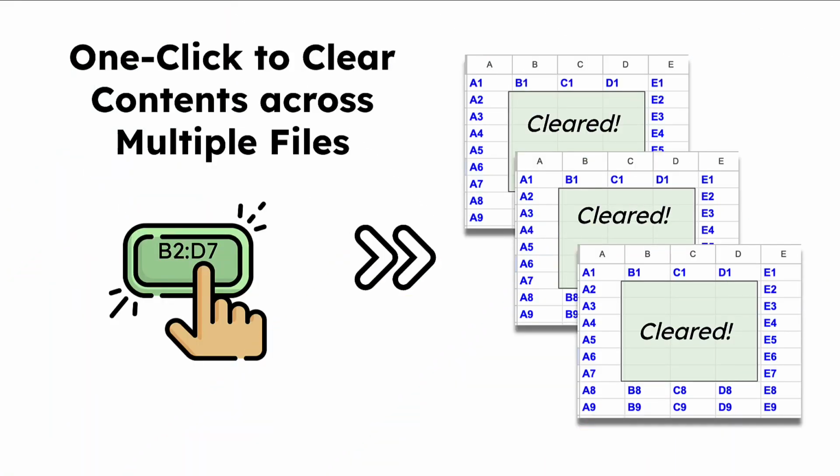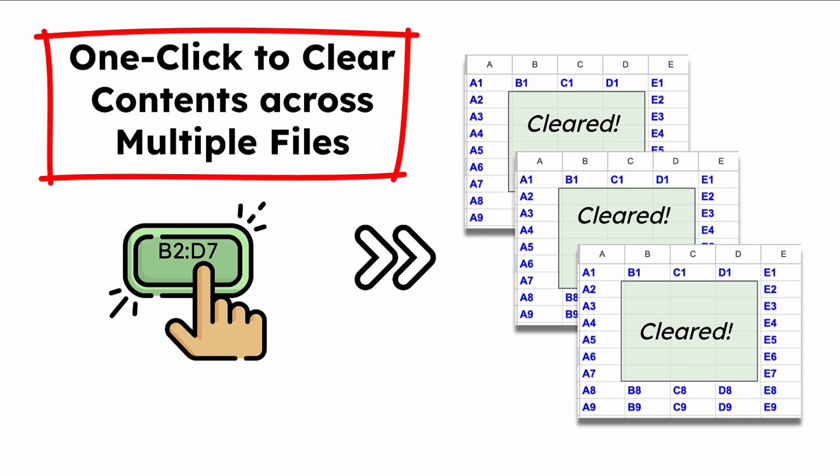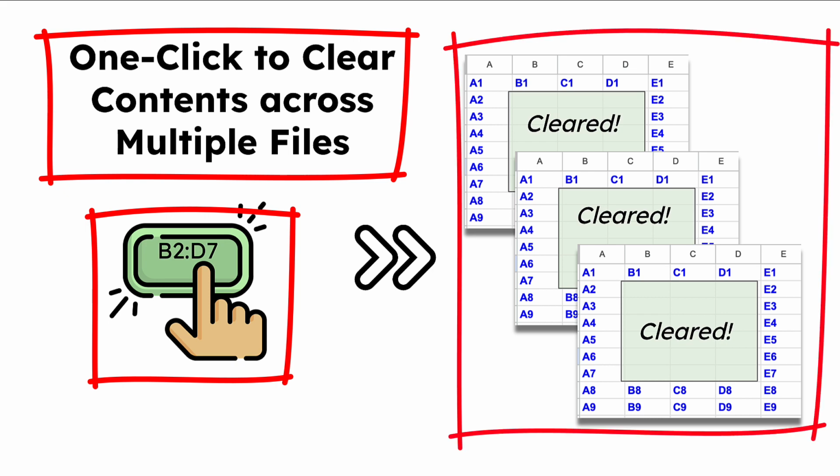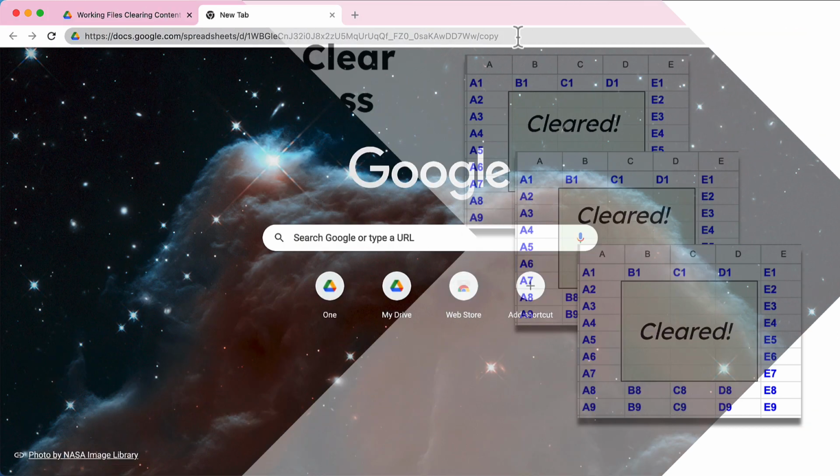In today's video, I'll be showing you a simple Google Sheets hack that can save you tons of time on repetitive manual work. With just one click, you can clear multiple ranges in multiple spreadsheets. So if you're ready, let's get started.